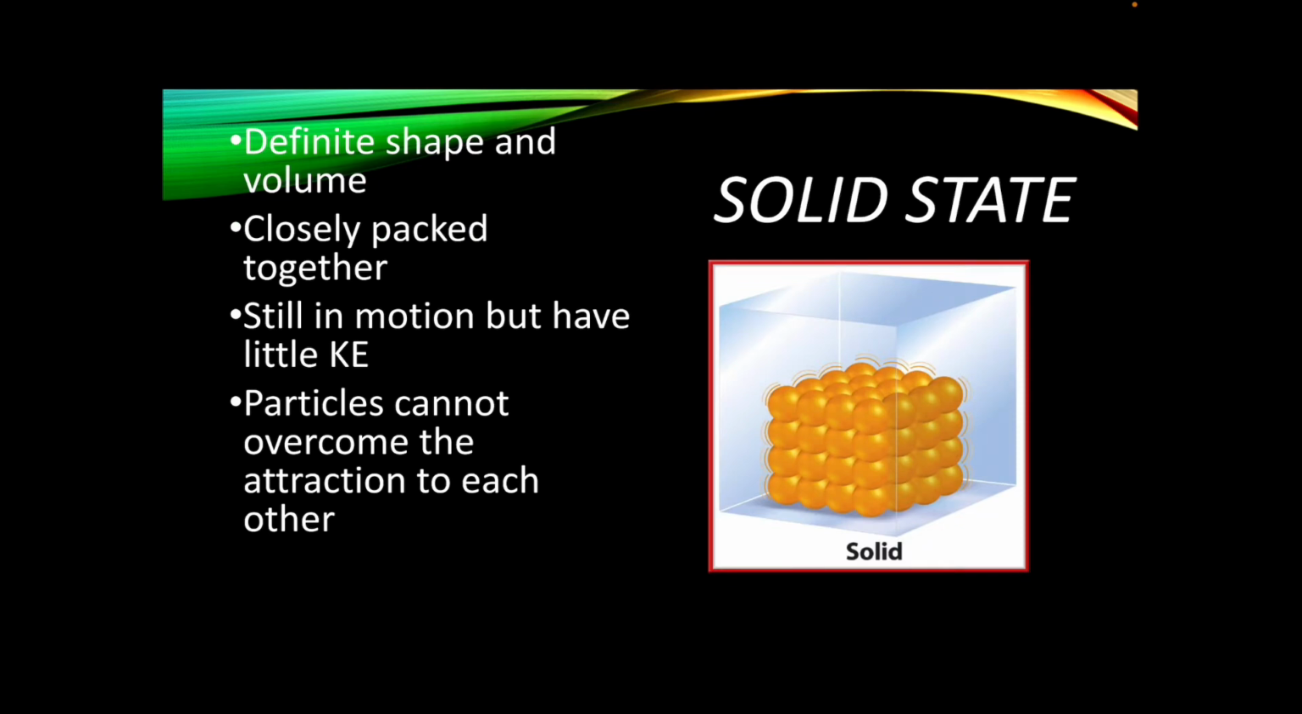The solid state is when you have a definite volume and a shape. They are going to be closely packed together, as you can see in the picture. So there will be a relationship that one particle is going to have with the other particle that makes up the entire object. And even though they are closely packed, they are still in motion. But they're going to have very little kinetic energy because they are not moving a ton. Particles in this state cannot overcome the attraction that they have to each other, so they can't just break apart from each other and move while they're in motion.